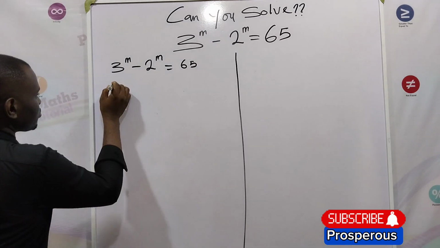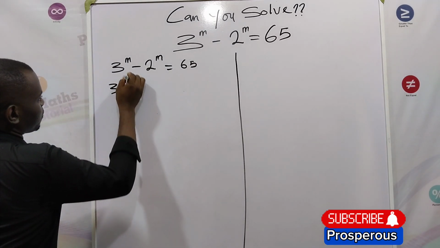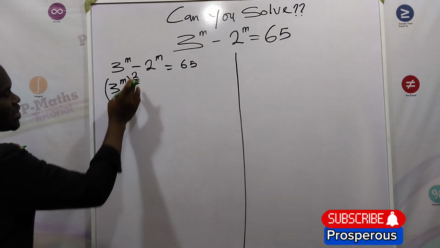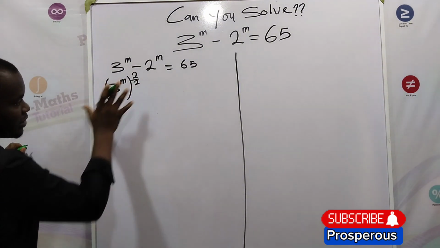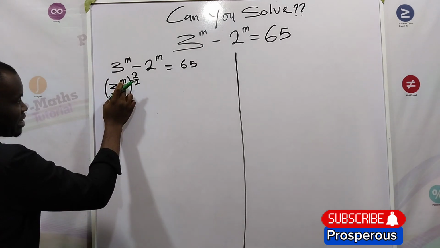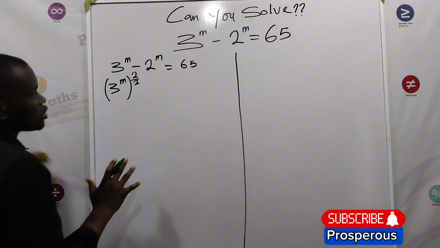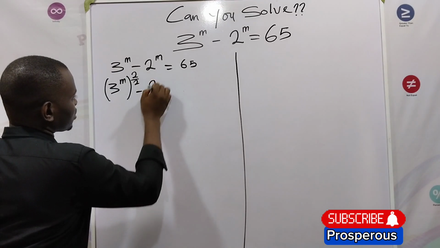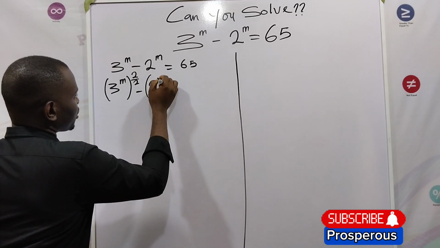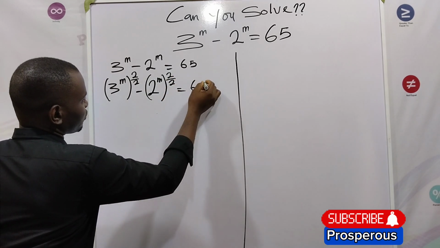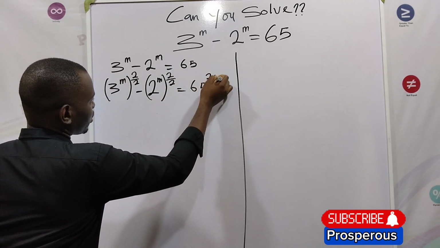You know, if I have 3 power m and then I multiply by 2 over 2, this is basically the same thing, nothing has changed, because 2 divided by 2 will give us 1, which multiplies to m to give us back this. So nothing has practically changed. Minus, same thing happens there. 2 raised to the power m multiplied by 2 over 2 equals 65 multiplied by 2 over 2.